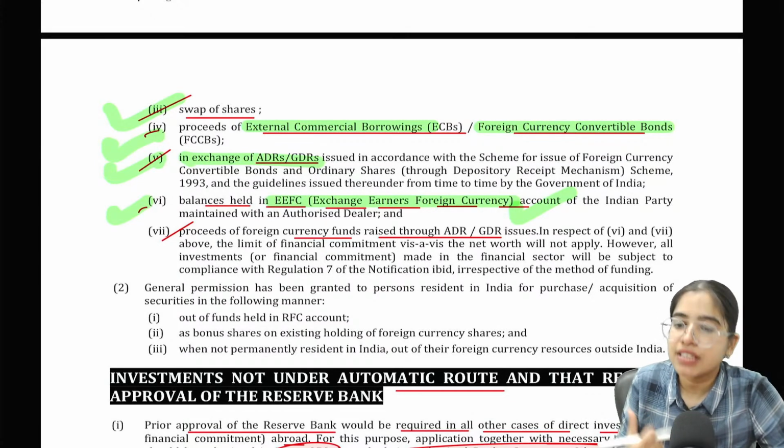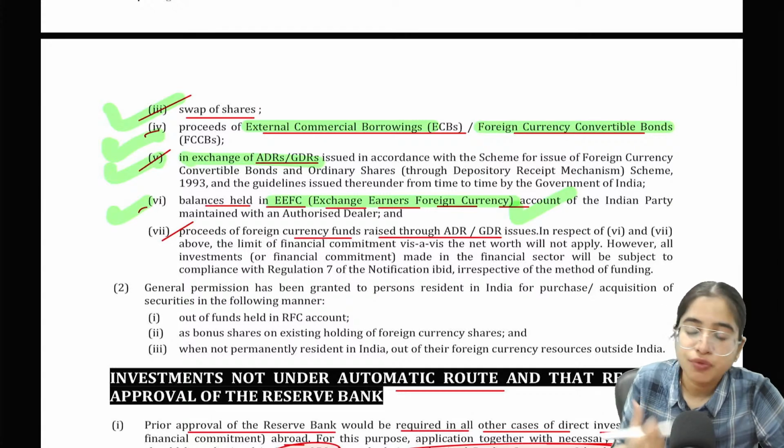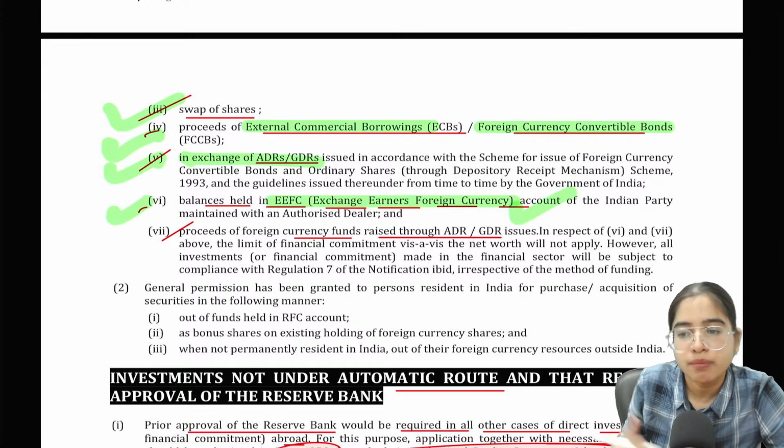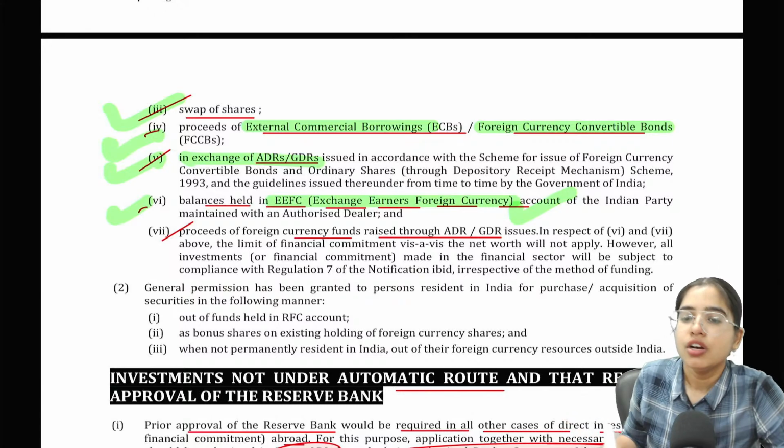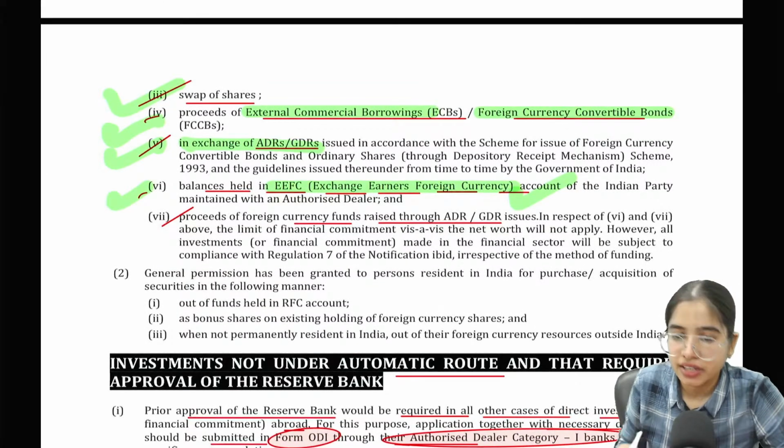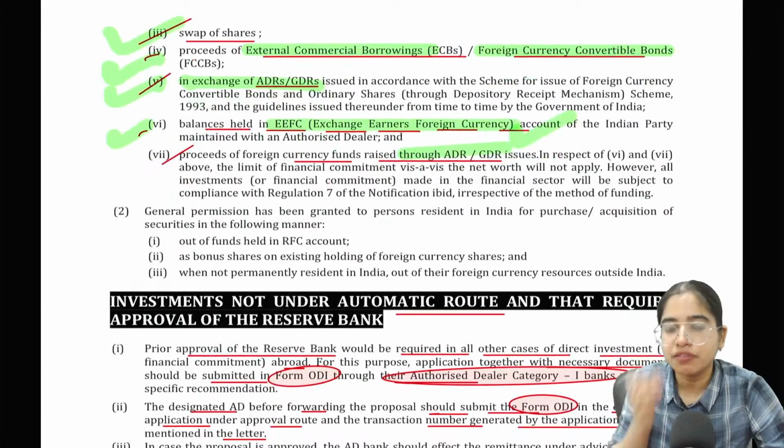So if your balance is held in an EEFC, Exchange Earners Foreign Currency Account, you can use the money from that account in order to fund your joint venture or wholly owned subsidiary outside India. Next is same, ADR, GDR. So we are done with this point.